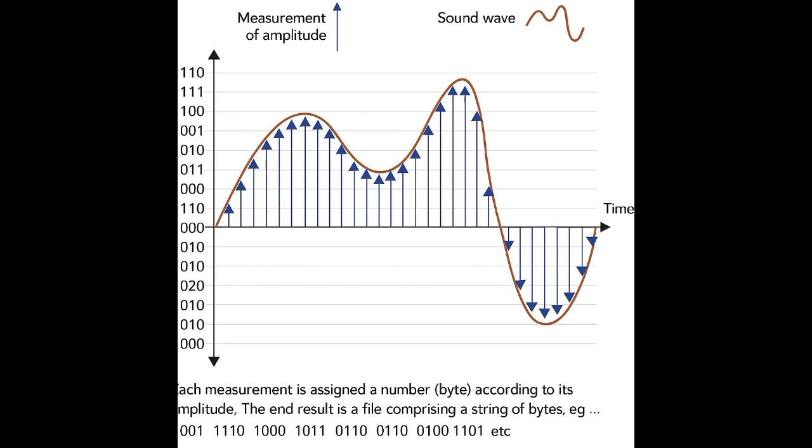Sound is captured as an analog wave and converted to digital data by the analog to digital converter, ADC, through sampling and quantization. The wave is measured at regular intervals, converted to numbers, and then encoded as binary to create a digital audio file.